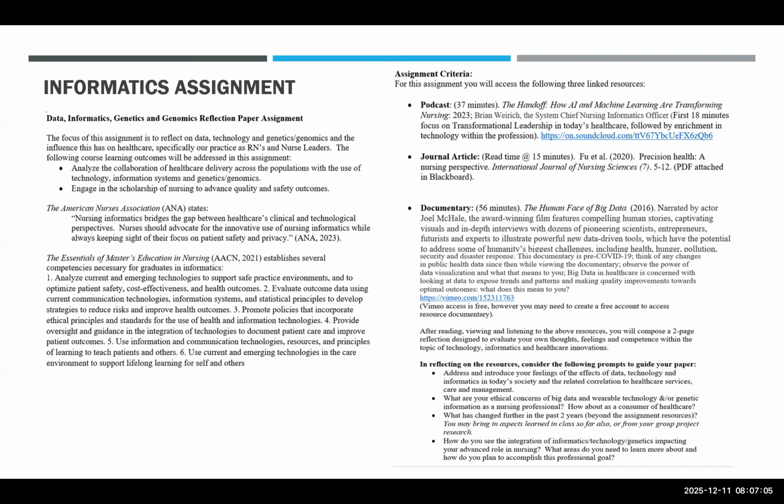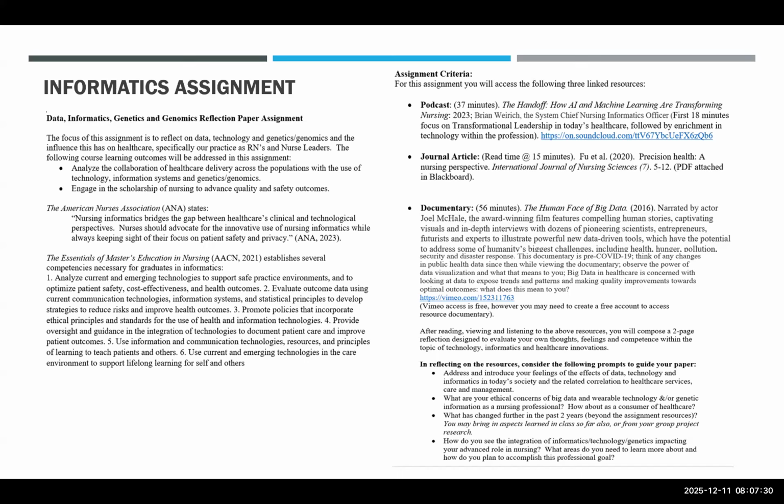That's 37 minutes. The first part of that really is talking about transformational leadership too in today's healthcare, which is a link to, again, what you've already studied and where you're going in your leadership class next semester. So that's a nice little tie-in. And then you're going to listen to a documentary that's 56 minutes. Again, these are all set up for you to click into.